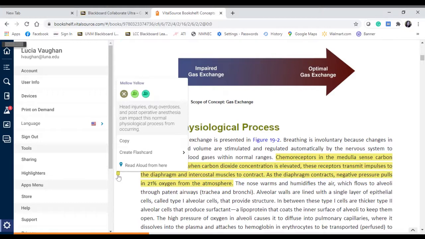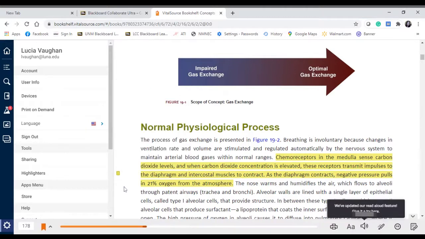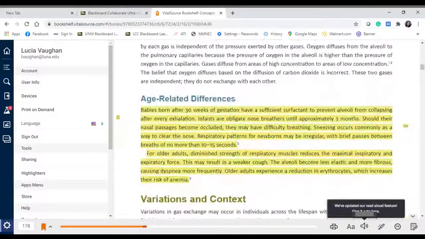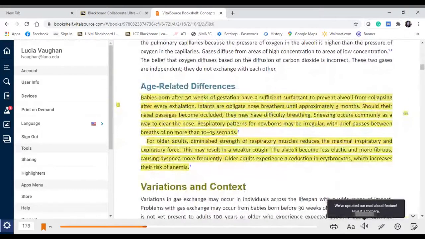Head injuries, drug overdoses, and post-operative anesthesia can impact this normal physiologic process from occurring. Age-related differences: babies after 30 weeks gestation have sufficient surfactant to prevent the alveoli from collapsing upon exhalation. Infants are primarily nose breathers until 3 months. Should their nasal passages become occluded, they may have difficulty breathing.